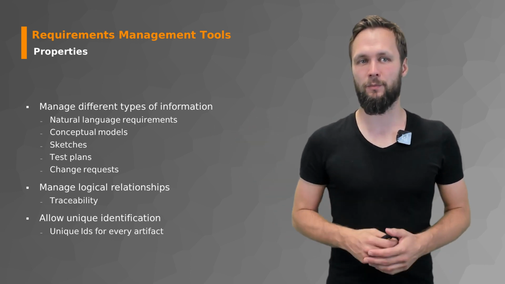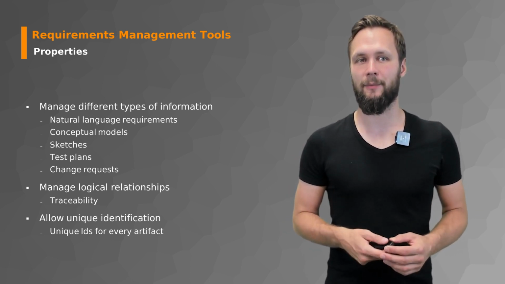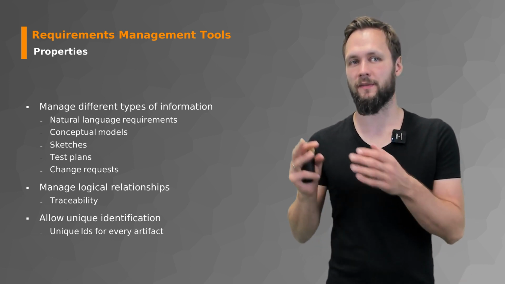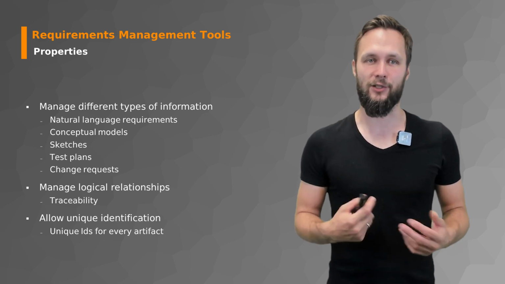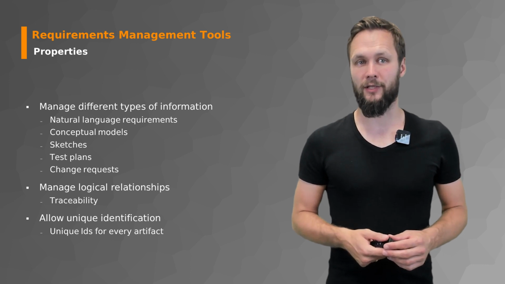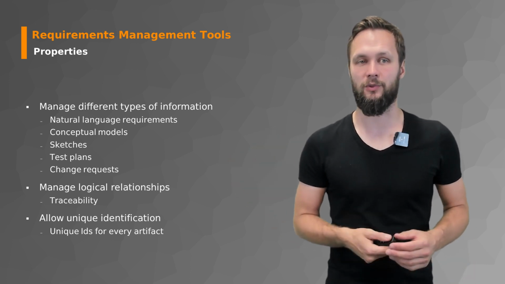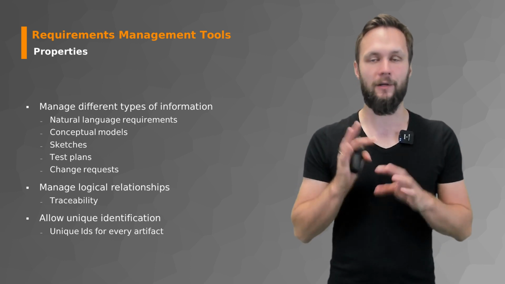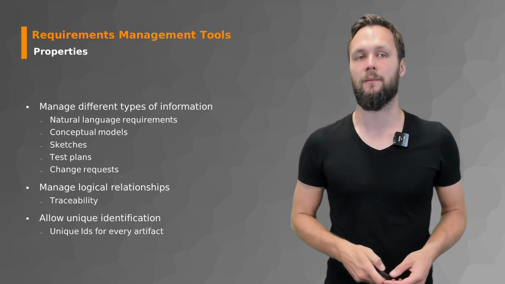But those special purpose tools have some very nice properties. They help you to manage different types of information very efficiently. So you can mix natural language refinements and conceptual models, sketches, test plans, and change requests all within the same tool. They also help you to manage relationships, so the traceability aspects that we talked about in a previous lecture, and they allow for unique identification. Everything gets a unique ID, so every artifact is uniquely identifiable.